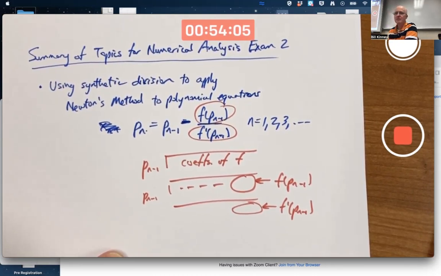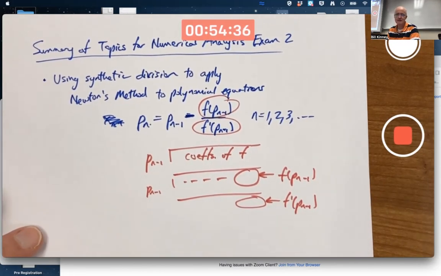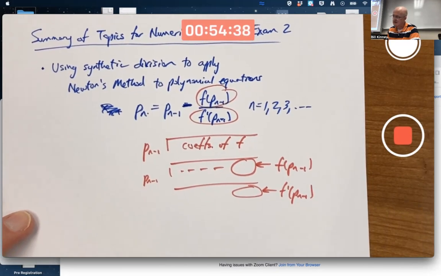And probably for the test, if I put this on the test, one iteration would be good enough, showing your work this way. By the way, this was not on the old exams from 2018. I didn't really emphasize that in 2018. I just emphasized synthetic division itself, and I don't think I tested them on it, but we did spend a little bit more time than I did back then. All right, so applying synthetic division to do Newton's method is the main thing that we did there.